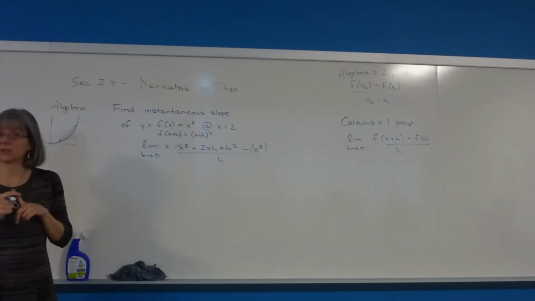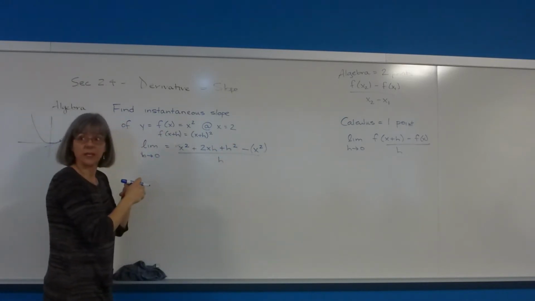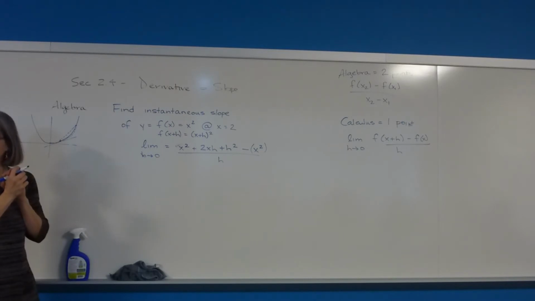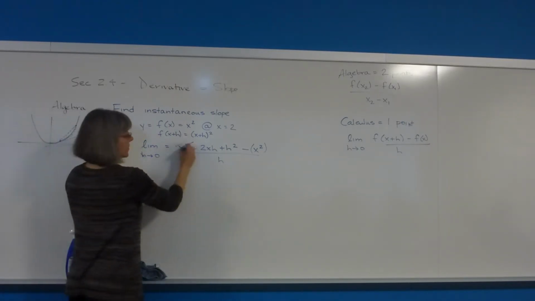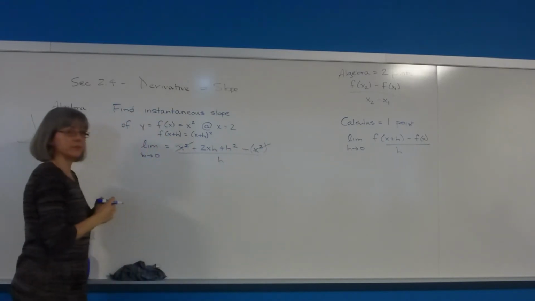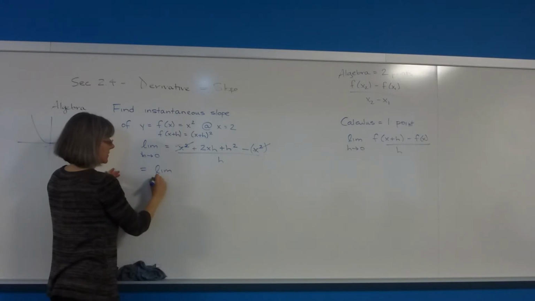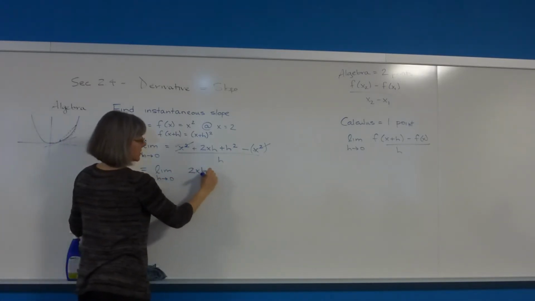You should see canceling of everything that doesn't have an h in it, and then what will be left will have h's that will cancel. So you should expect canceling. If you don't see that, go back and check your math. So we know that these cancel. So now this is equal to the limit as h approaches 0 of 2xh plus h squared all over h.